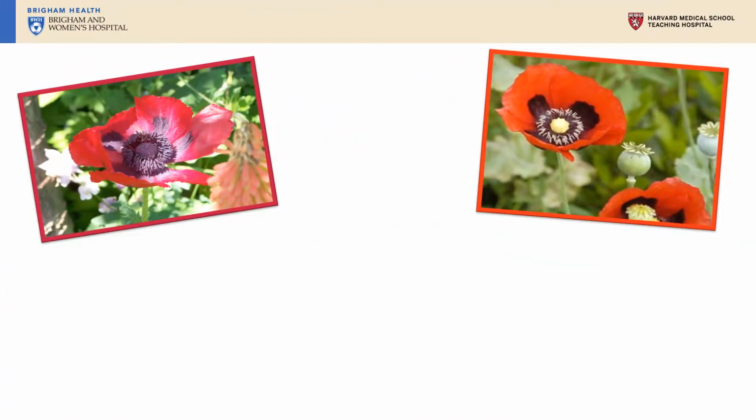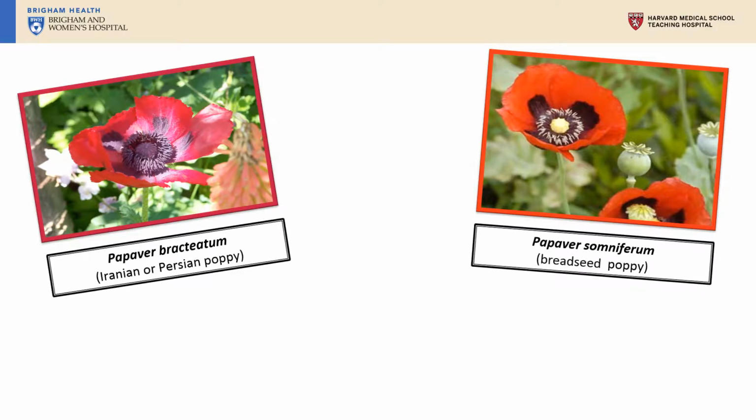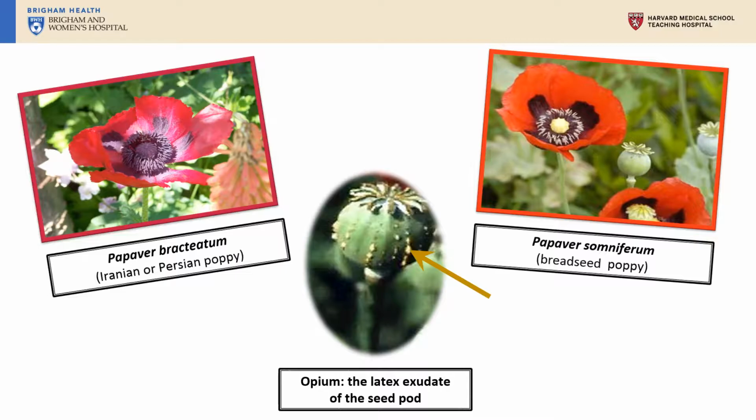Any presentation about opioids worth its salt has to start with a picture of poppies. As with most plants, there are a number of different species, and the two of greatest importance to this topic are Bracteatum and Somniferum. Why they're important is that opium is the milky fluid that exudes from their seed pods when they're cut.